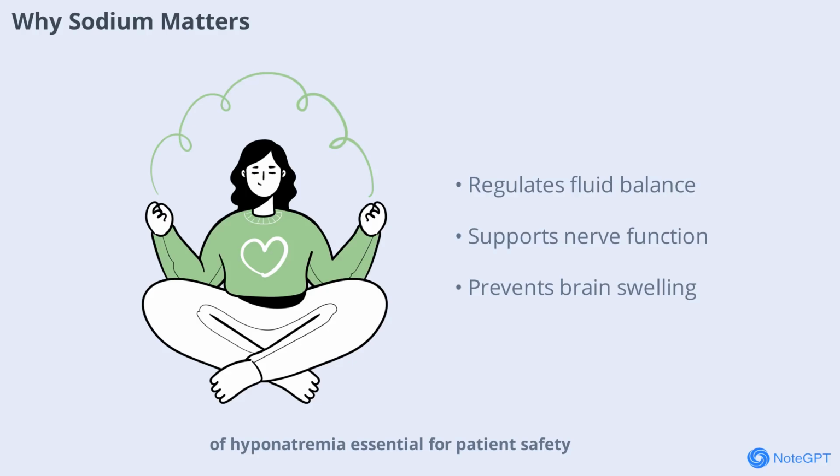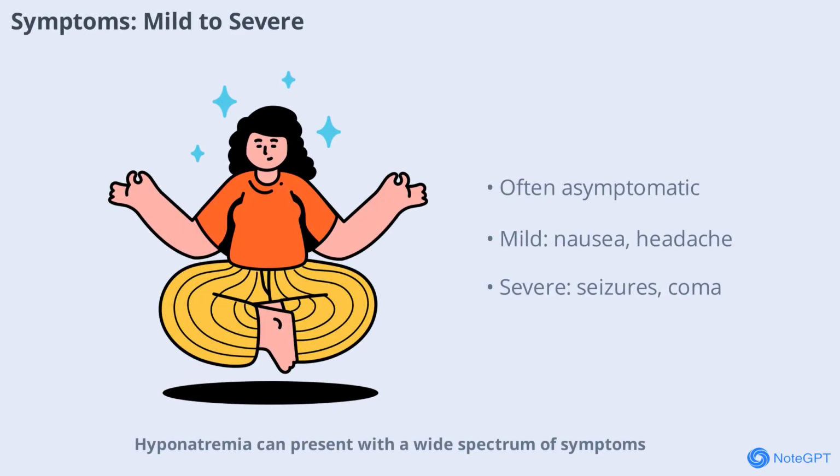Hyponatremia can present with a wide spectrum of symptoms. Many people experience no symptoms at all, especially if the sodium drop is gradual. When symptoms do occur, they often start mild, such as weakness, nausea, or headache. However, as sodium levels continue to fall, symptoms can become more severe, including confusion, vomiting, seizures, and even coma. The severity and speed of onset play a big role in how dangerous hyponatremia can be.